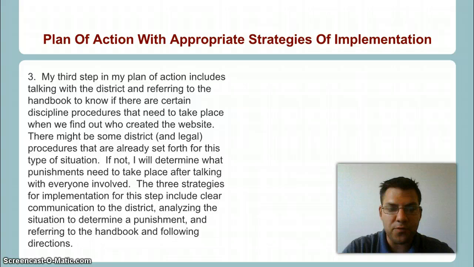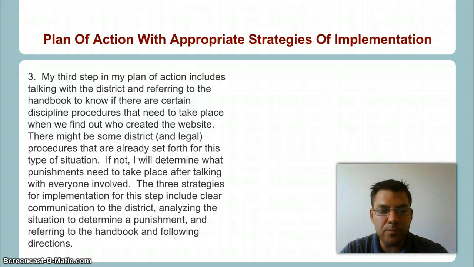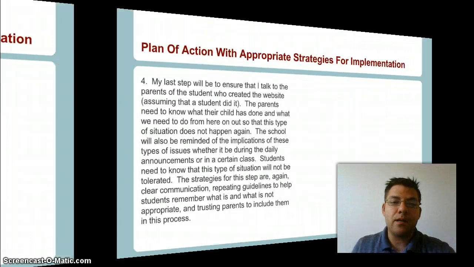The three strategies for implementation for this step include clear communication to the district, analyzing the situation to determine a punishment, and referring to the handbook and following directions.